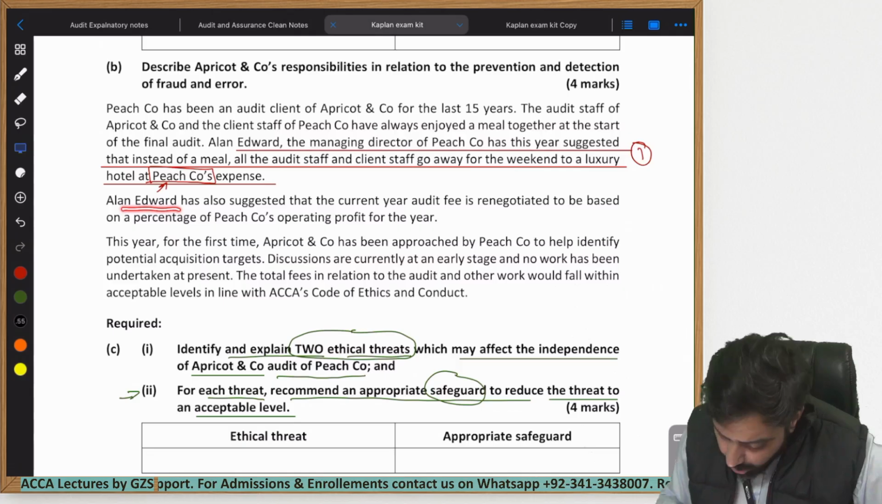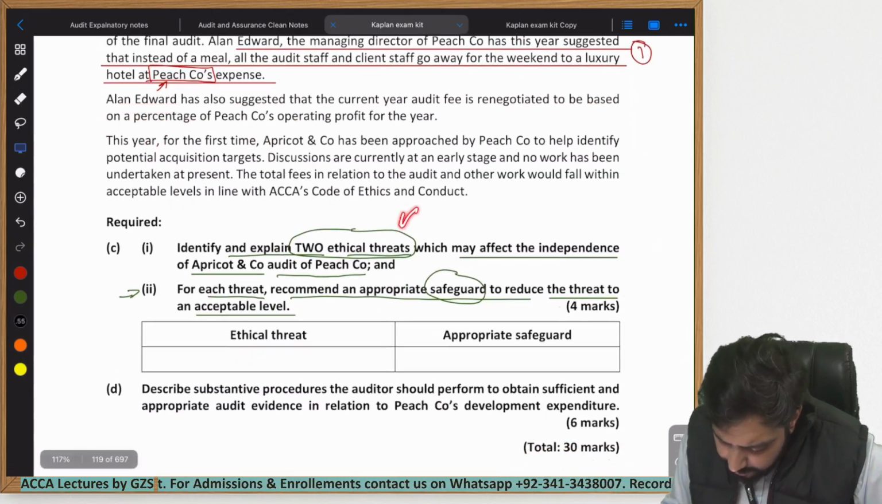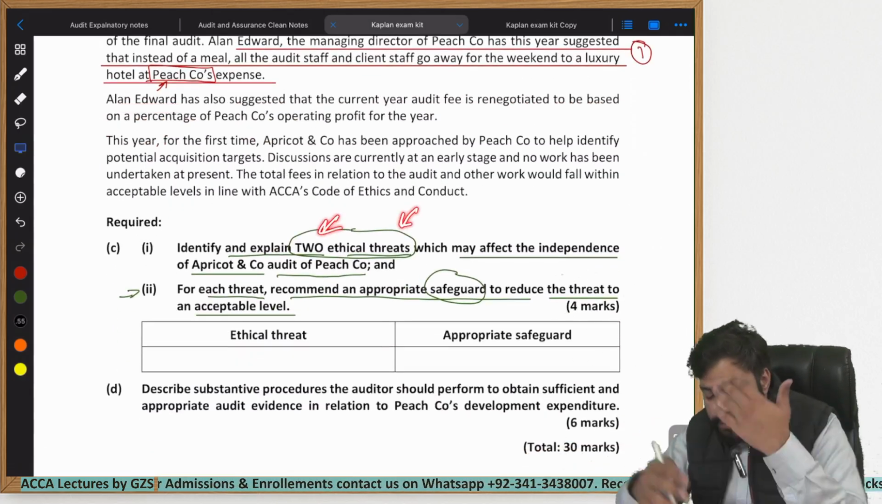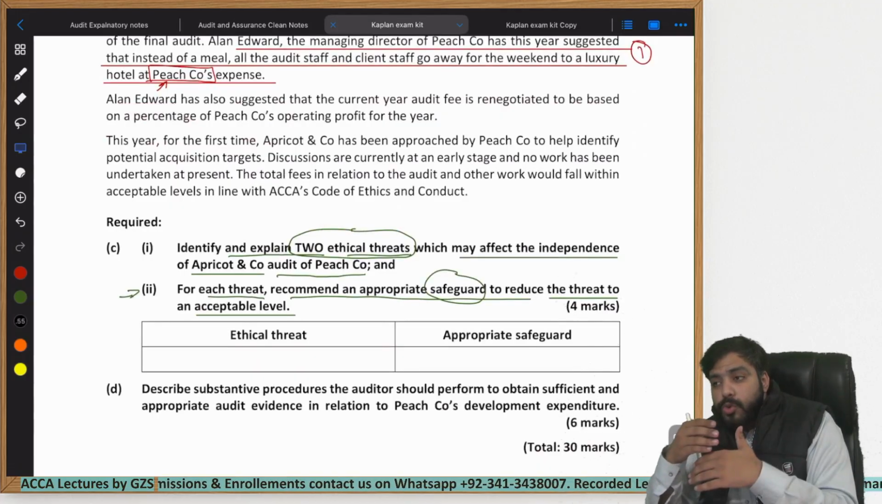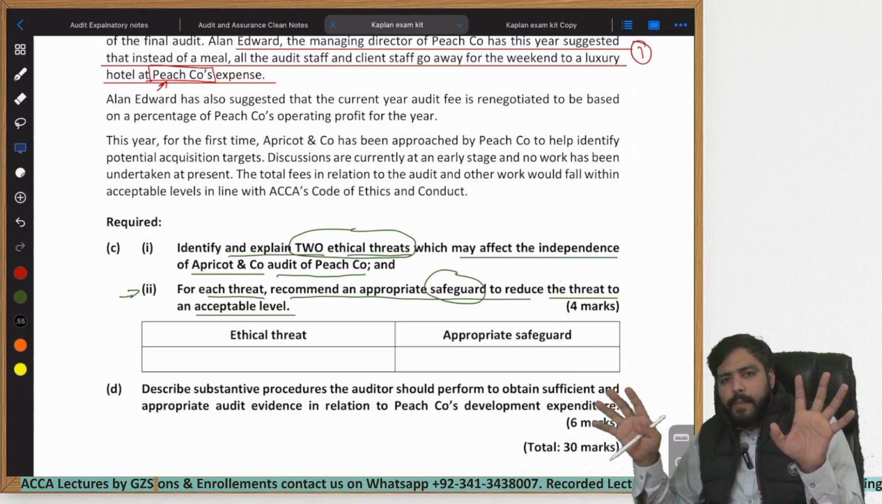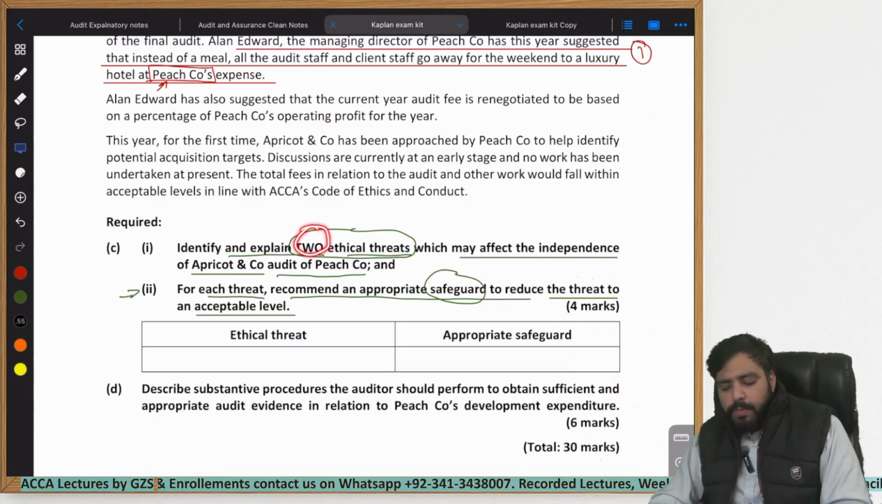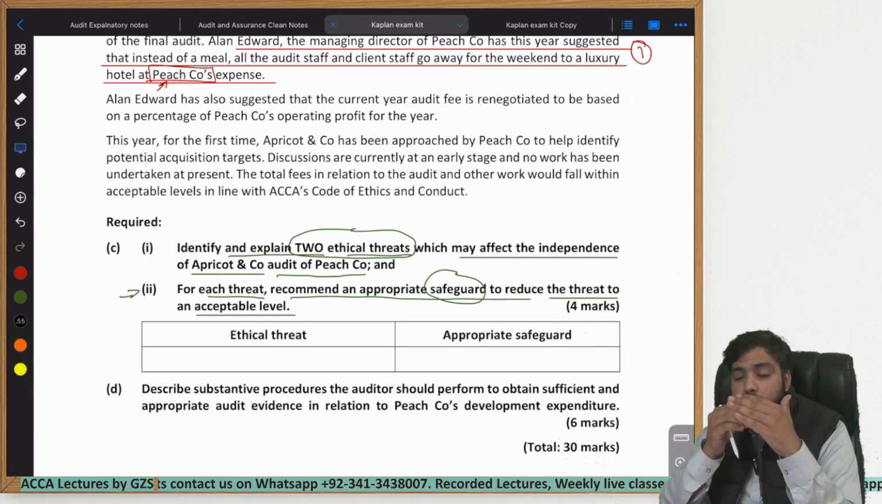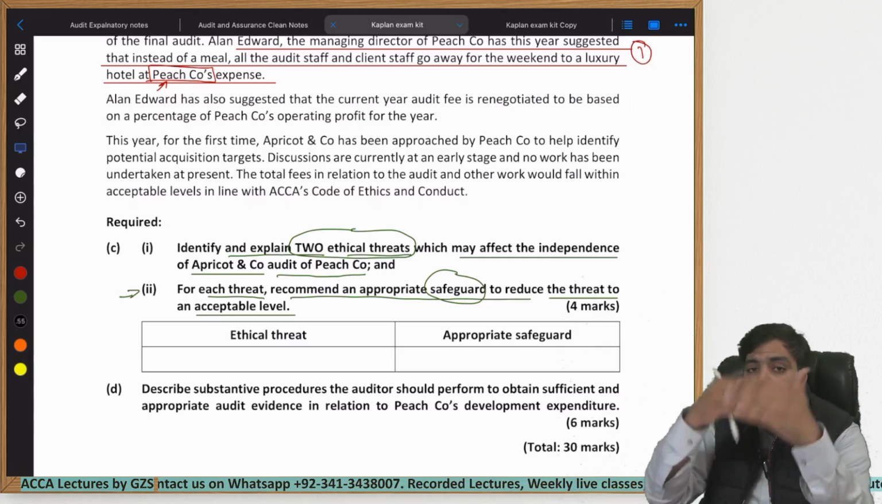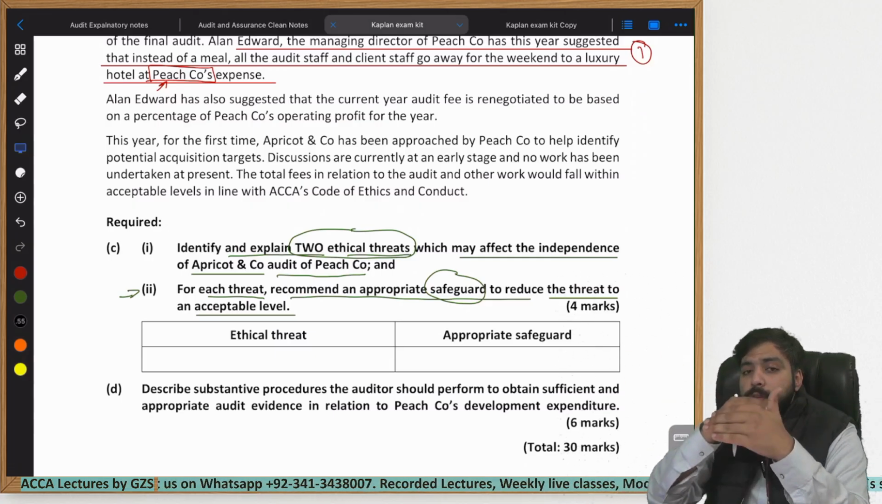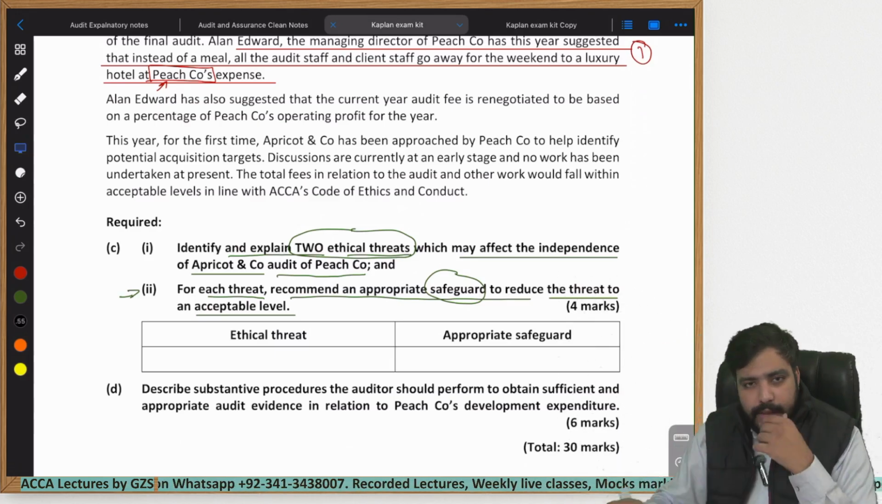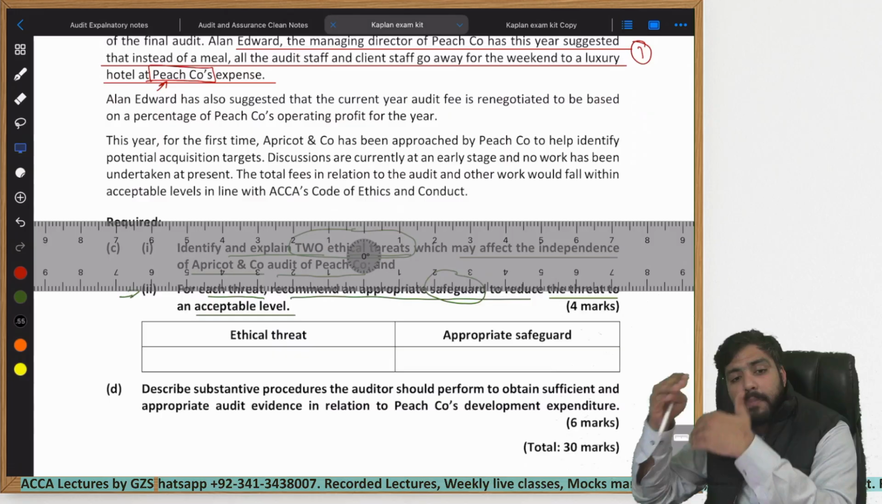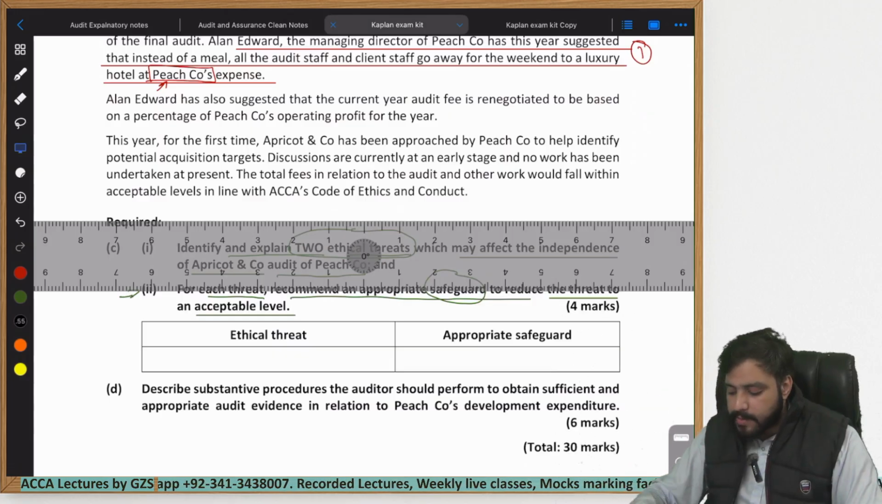Alan Edward, how many ethical threats do we have to identify? 2 ethical threats. Now, within this question, I'll also show you, even though the examiner is asking for 2 possible ethical threats, within the scenario itself, the answers you can write will always be more than 2. The threats you can identify will always be more than what is required within the exam. So there will always be something extra that you can write down.